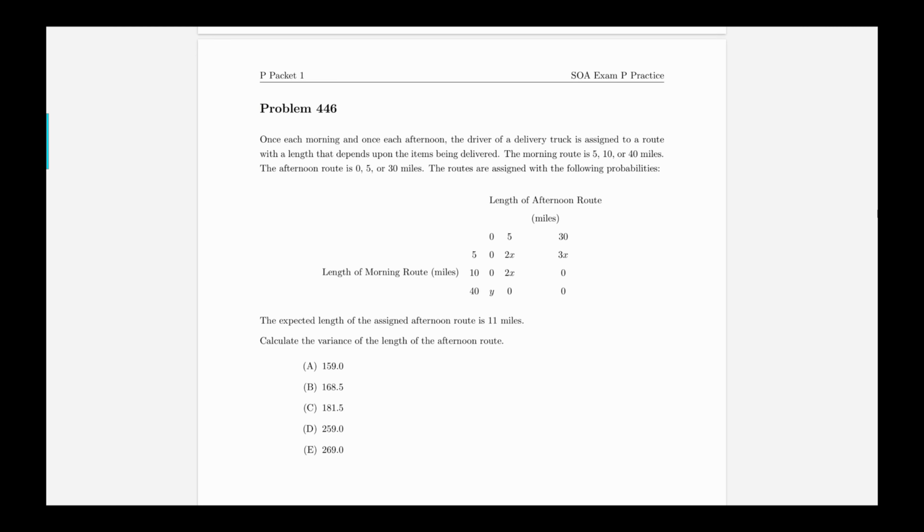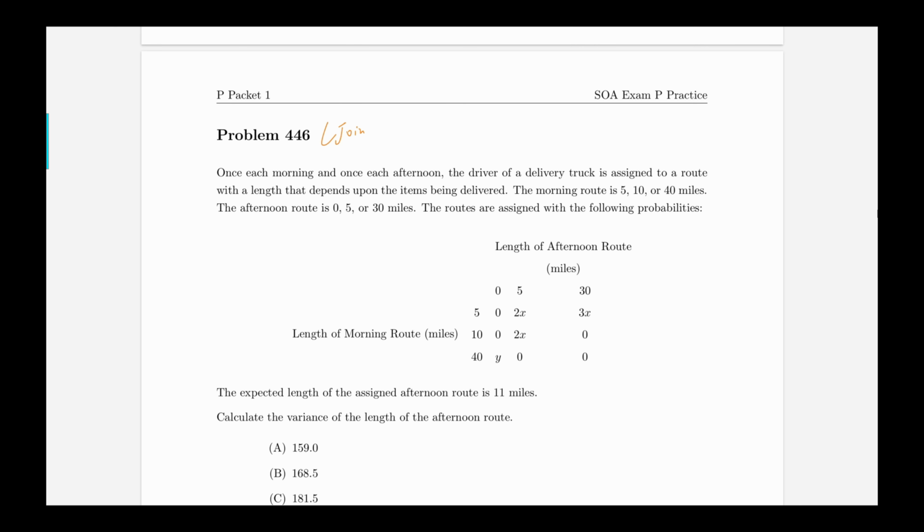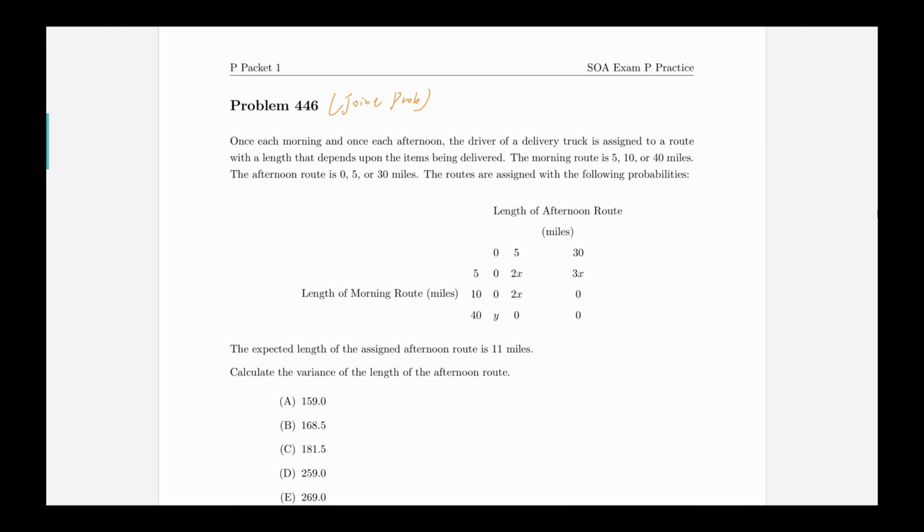Okay, so let's get started. This problem is basically about the joint probability. You guys may wonder, why is that? The reason is that whenever we see tables like this where two categories are present, and we have probabilities which correspond to the two different conditions, then it's probably going to be some joint probability.